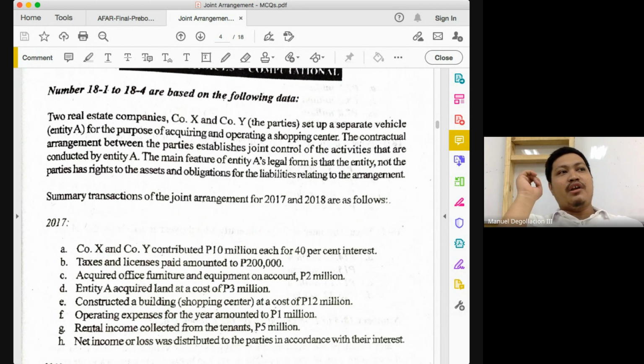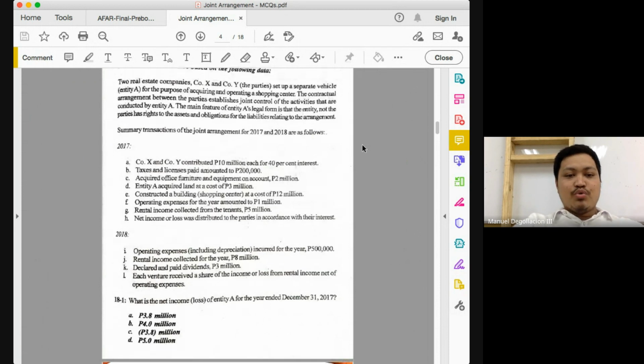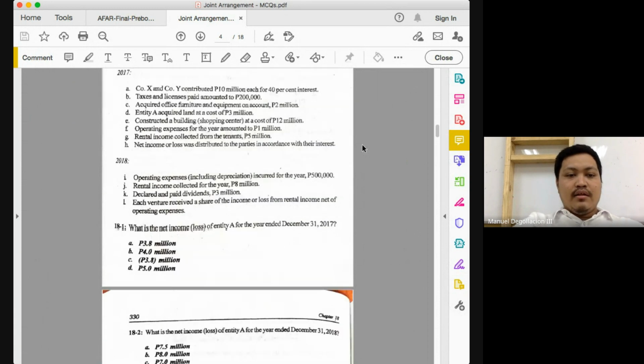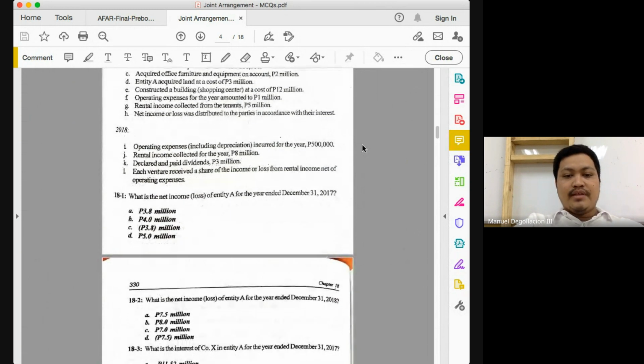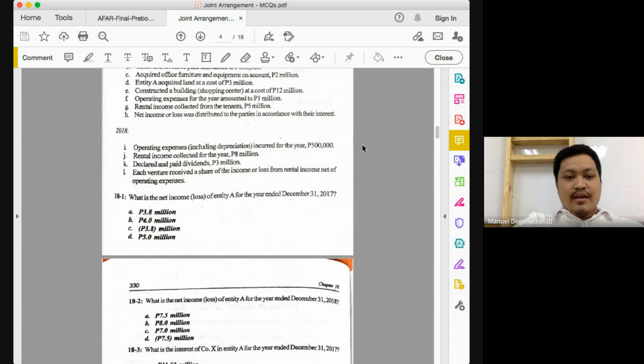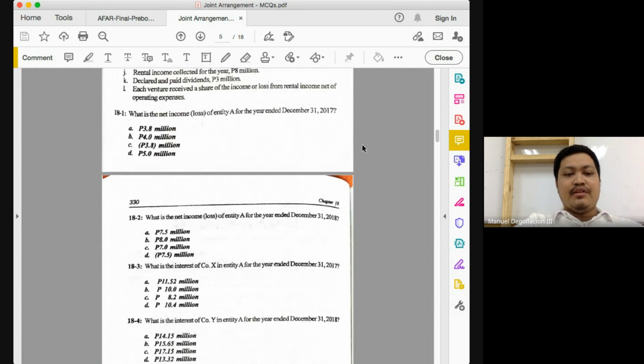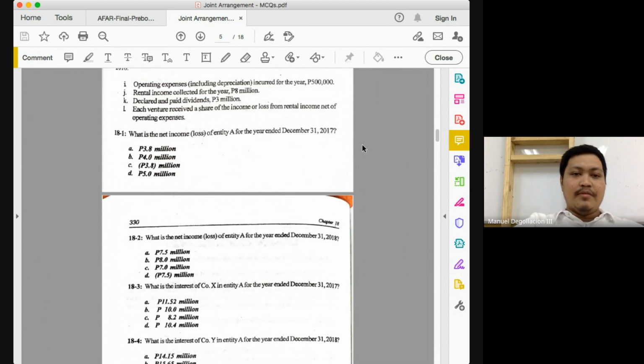Remember that investments and share in profits will increase the investment account, while withdrawals and shares in losses will decrease the investment account. And that is essentially what will happen in the problems that we will be discussing today. So in problems 18-1 to 18-4, the questions are as follows. 18-1, what is the net income of entity A for the year ended December 31, 2017? For 18-2, the same question, but for 2018. And then for 18-3 and 18-4, we're asked for the balance of their investment accounts. Okay.